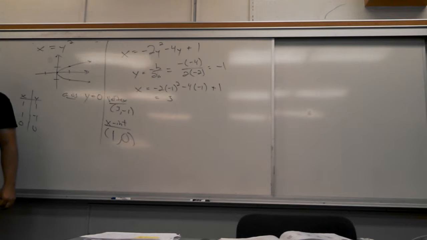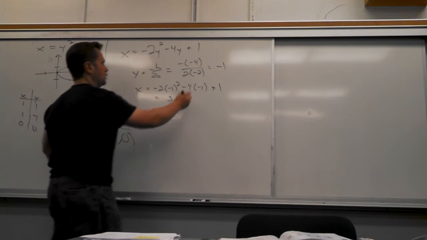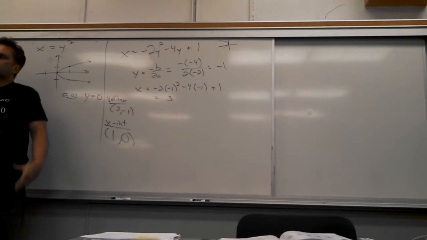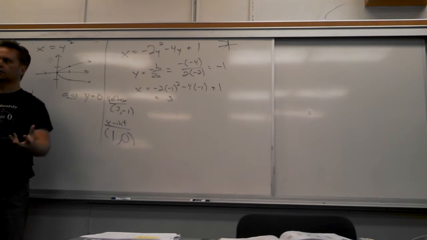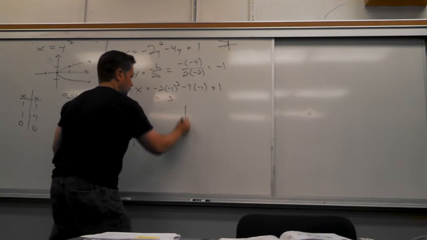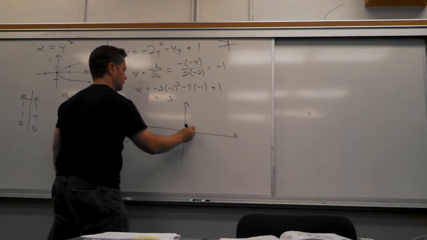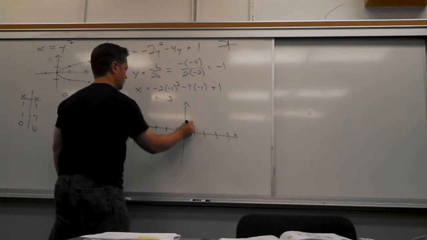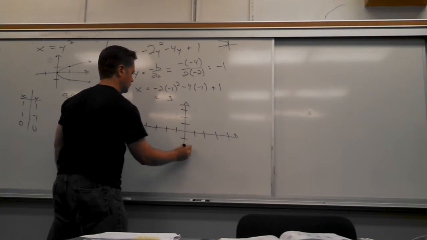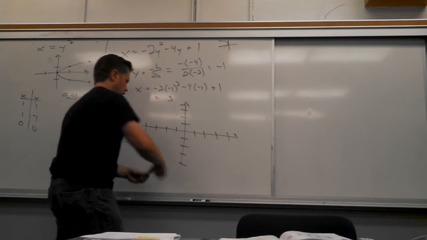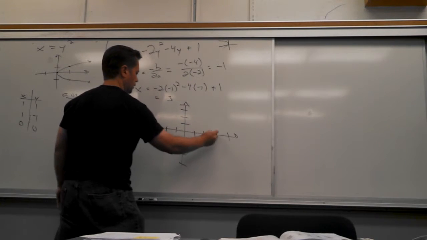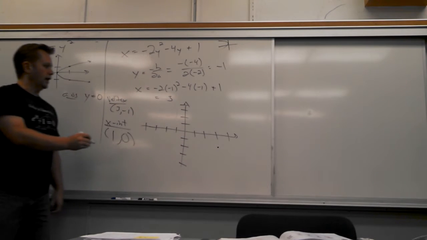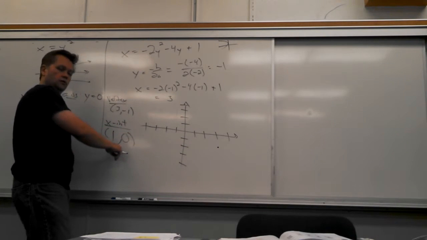Let's see if we can handle this. All right. So we know it's going to look like something like that. Just to make a quick, rough sketch, I know it's going to look something like that. It's been moved around. So where's the vertex at? Yes, the vertex is at 3, -1. So 3, -1. From here, it's going to open that way, right? My x-intercept is 1, 0.